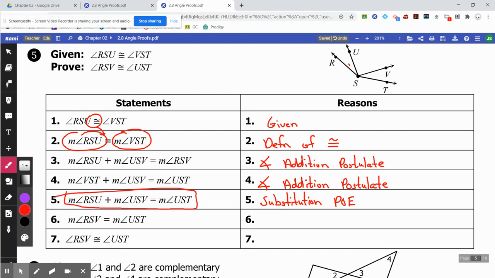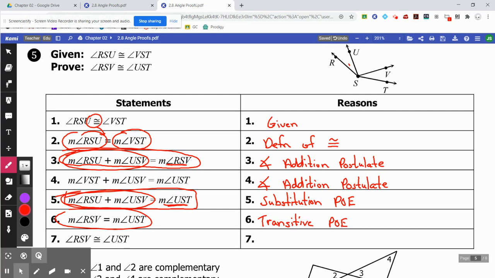We could have actually nearly done 2 steps in one right there, but back up right here. We also have RSU plus USV, just like I do here. Here it's equal to RSV, here it's equal to UST, and that's what we're trying to prove, that those two things are equal. So by the substitution or transitive property, then we know that they must be equal to each other. And then finally, if they are equal, then they must be congruent by the definition of congruent.